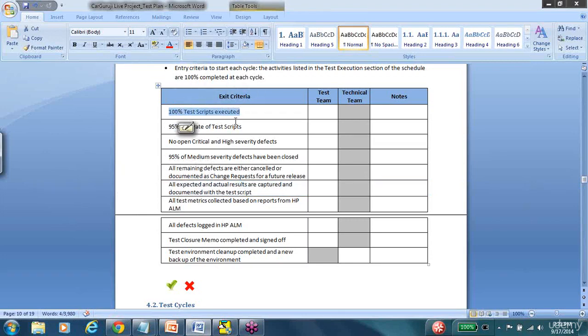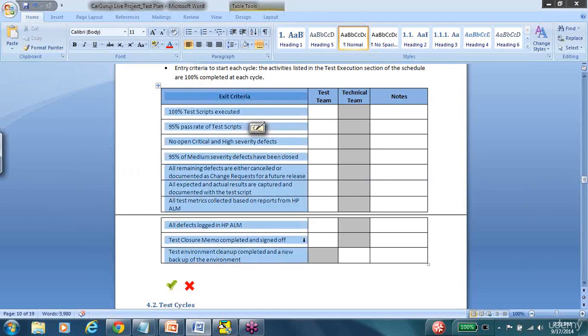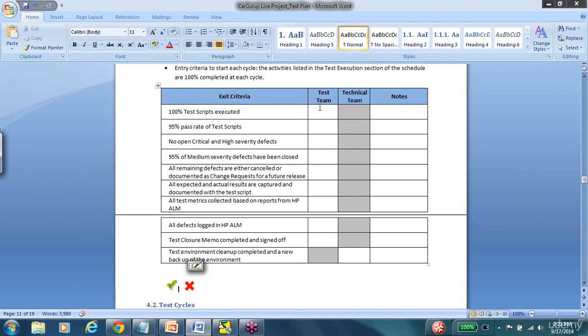So the exit criteria says that 100% of test scripts have to be executed. At the end of cycle 2, you'll sit down and evaluate this exit criteria checklist. If 100% of test cases are executed, you'll just say check. If 90% of the test cases have passed, check. If non-critical and high severity defects are not open, that means all of them are fixed, you'll say check. When all of these exit criteria are satisfied, that's when you will stop testing and not move to another cycle. As I said, this is different for different teams.